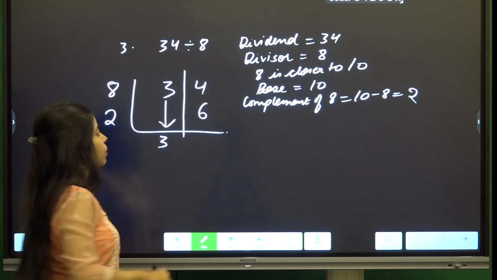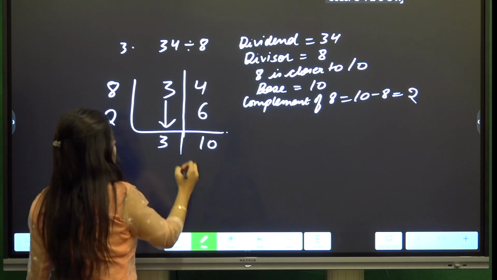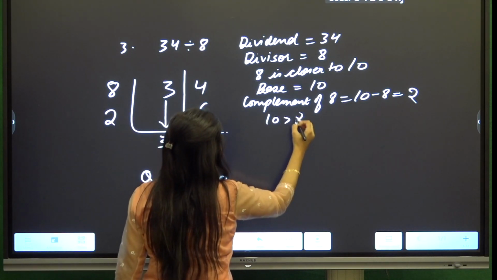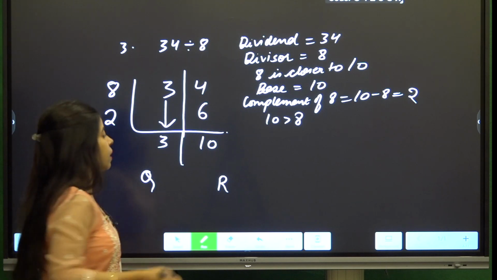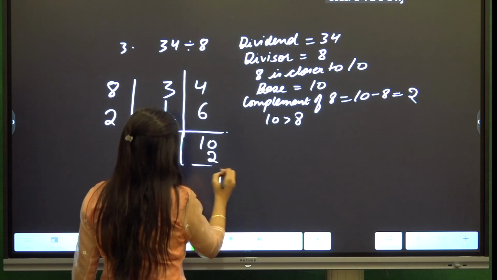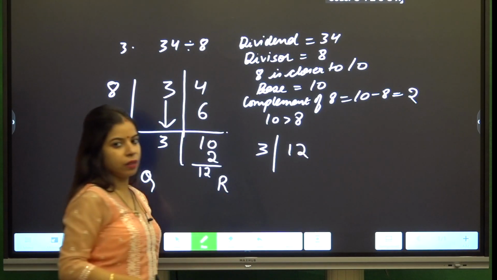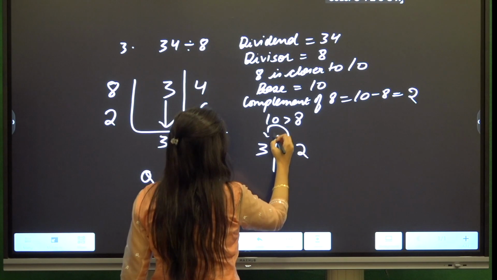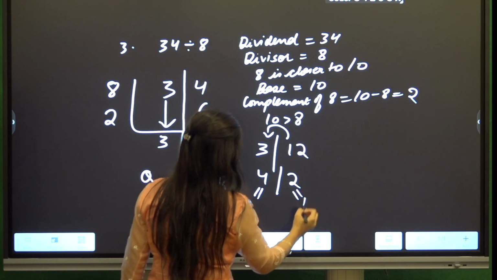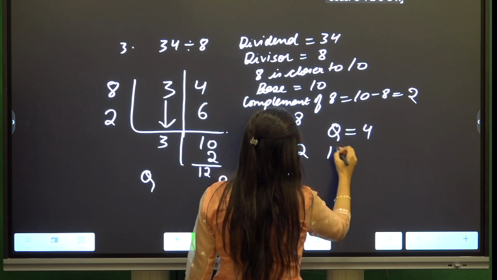Okay. Now I am going to add 4 to 6, which is 10. Now we can see that 10 is greater than 8. So the next step will be add 2 to the remainder. So this will become 12. So basically we have 3 and 1, 2. 1 will be carried forward. So quotient is 4 and remainder is 2. That is, quotient is 4 and remainder is 2.